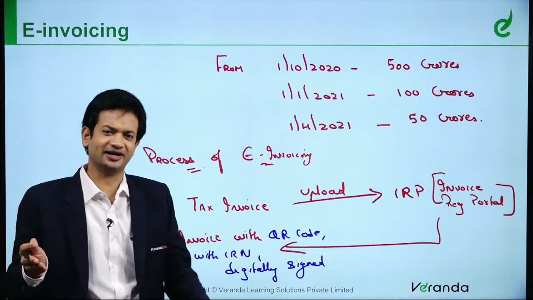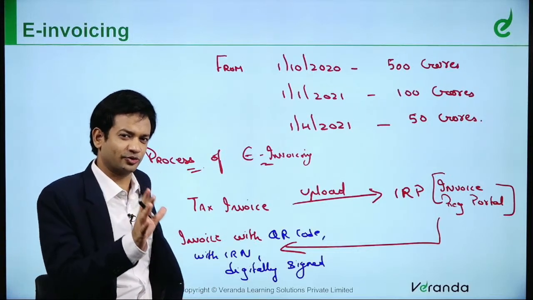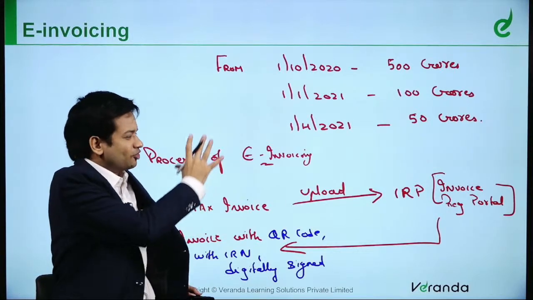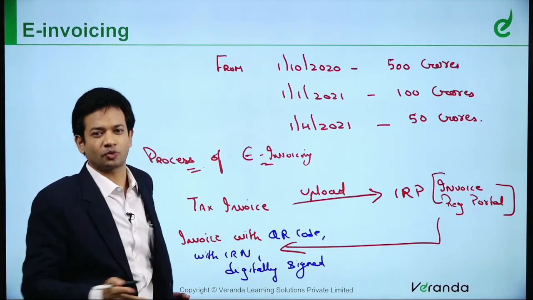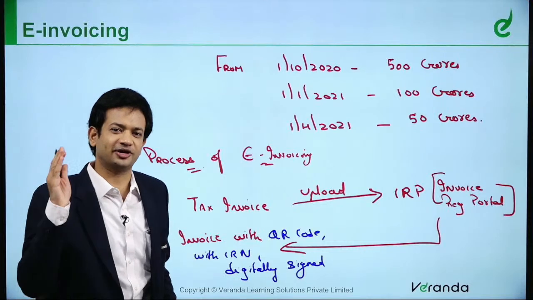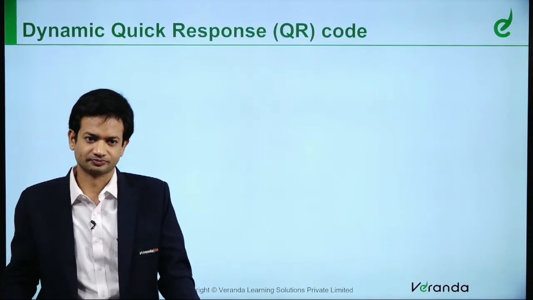So these things are there in your detailed syllabus. I'm just going to discuss the amendment here, but I gave you a background about e-invoice so that you are able to appreciate the provision of the amendment. So this limit has been reduced to 50 crores now, right?